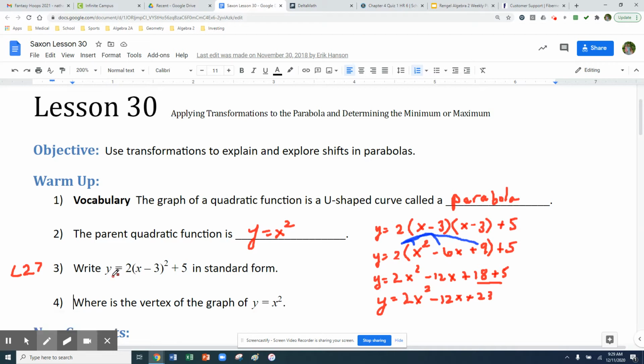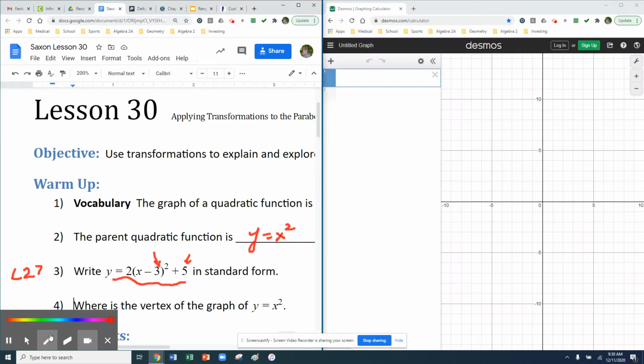Today we're looking at vertex form, and this equation is in vertex form. And these two numbers, the x minus 3, the plus 5 here, are going to be the patterns that we start to look at to find the vertex of our parabola. So we will continue to investigate that here in just a little bit.